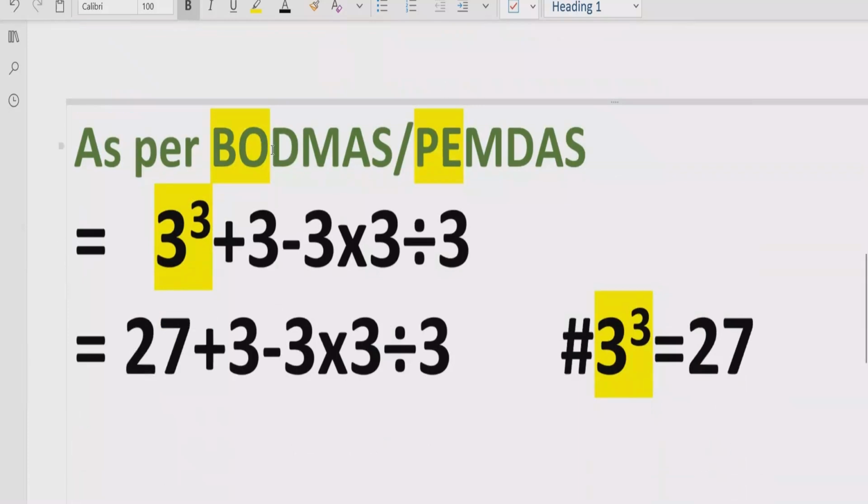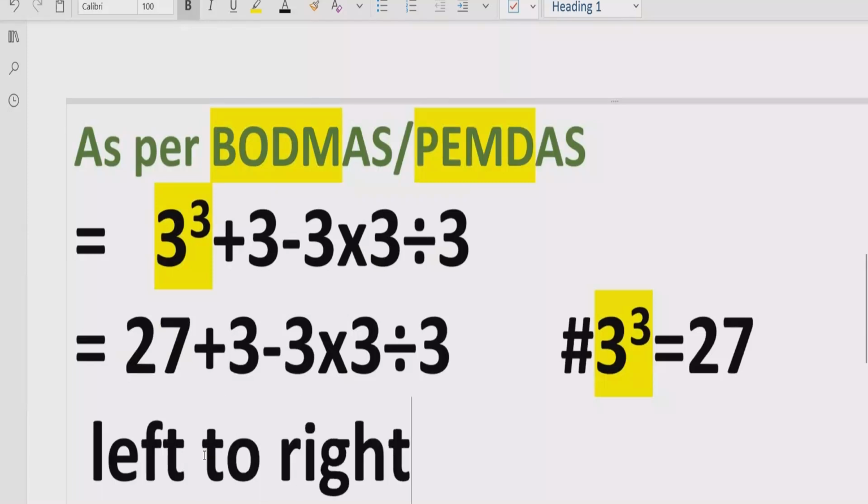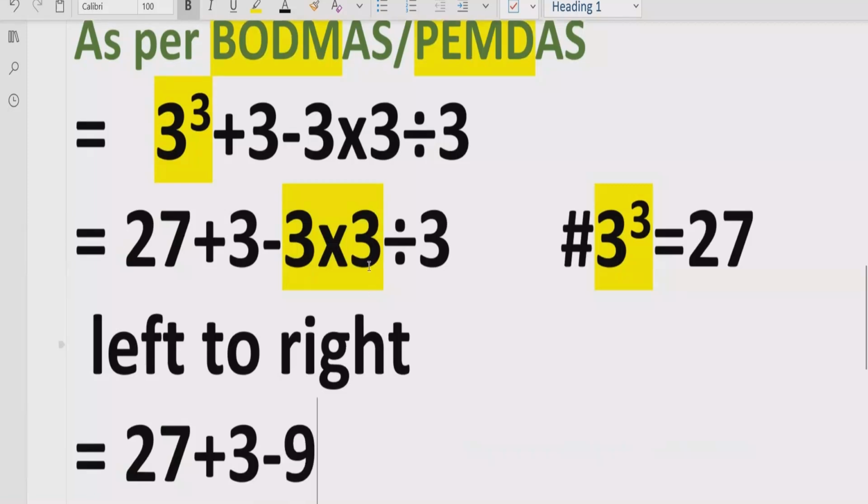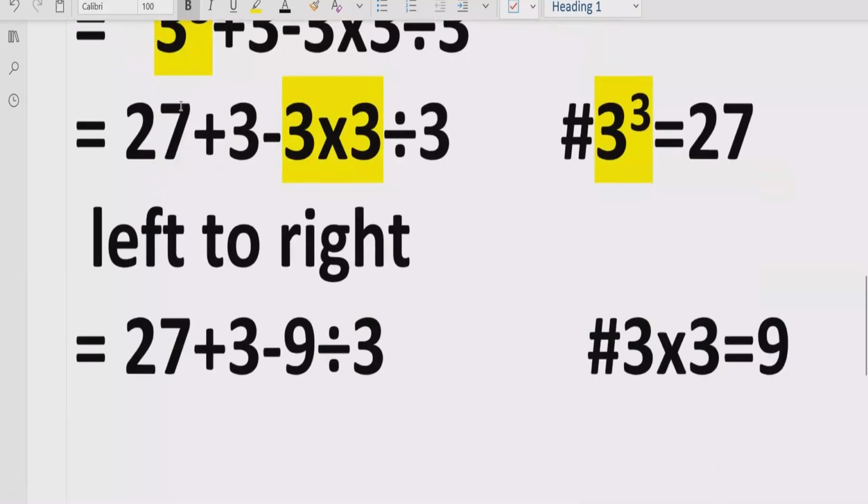Now we have to go to step number 3, which is division and multiplication, or you can say multiplication and division. What we will do, you have to go left to right in this expression and find out which is coming first. First we have 27 plus 3 minus 3 multiplied by 3. So this part, first we will multiply. So 3 multiplied by 3 is 9 and divided by 3, we will write now as it is. And here we will give the reference 3 multiplied by 3 equals 9.